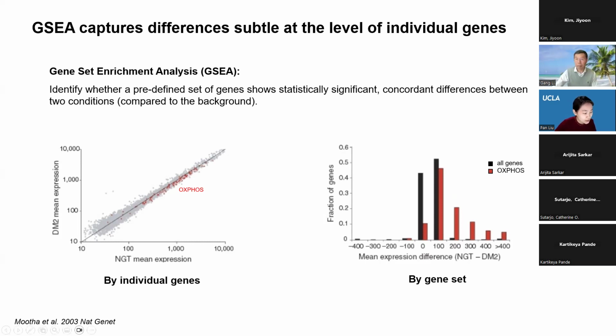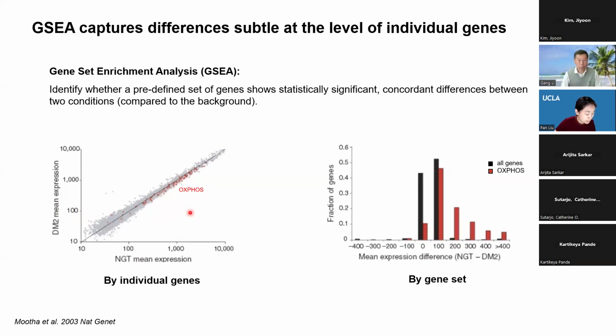enrichment analysis? Well, this is actually a method designed to identify whether a predefined set of genes shows concordant difference between two conditions. The two conditions can be, well, either healthy control or phenotypes. For example, in this plot, each gray dot represents a gene. We want to see these red dots, the gene set OXPHOS. We want to see whether this gene set would express differently between the two conditions, NGT and DM2.